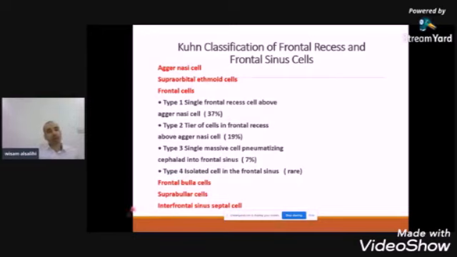Wormald considered the type 4 cell not clinically significant, so he deleted it, and there is a modified Kohn classification by Wormald. He stated that a type 3 cell is a single massive cell pneumatized separately in the frontal sinus, with a dimension of less than 50% of the height of the frontal sinus, and a type 4 cell is more than 50% of the length of the frontal sinus.